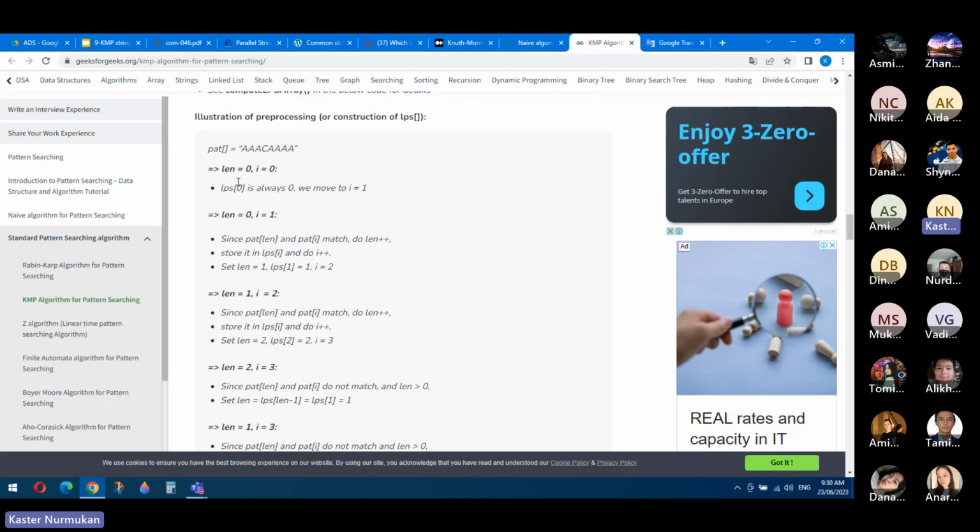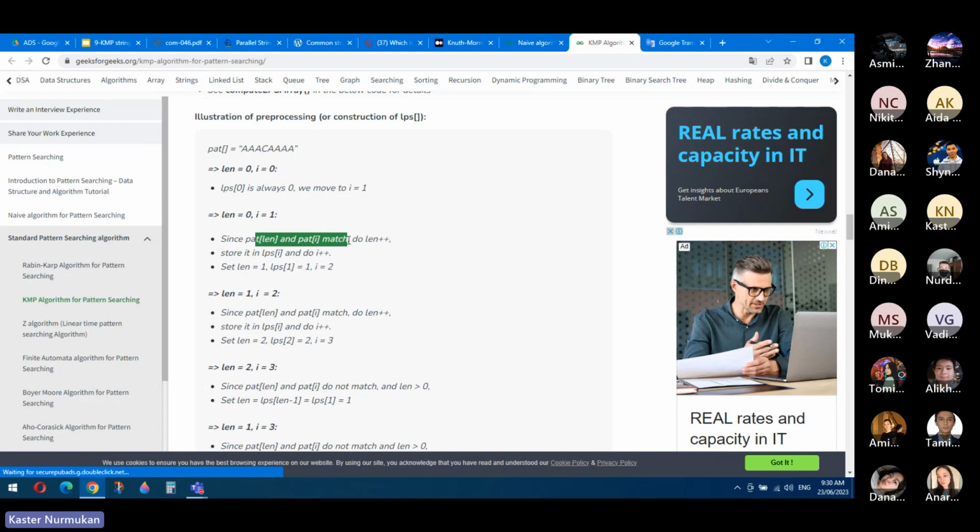As you can see, there is a process. This is the 0 position, and this 0 is always 0. At first, just move 1. Second, compare these two; if they match, then add 1. Store the value in the LPS and keep continuing. Then of course the current position is 1. That one is also the same, and the second is also a match, then keep continuing.